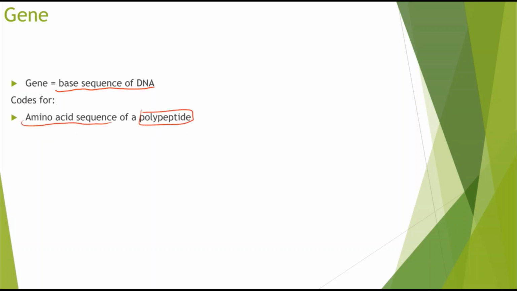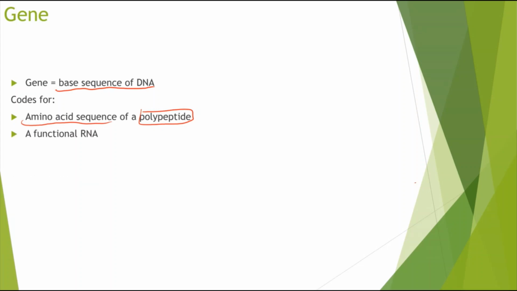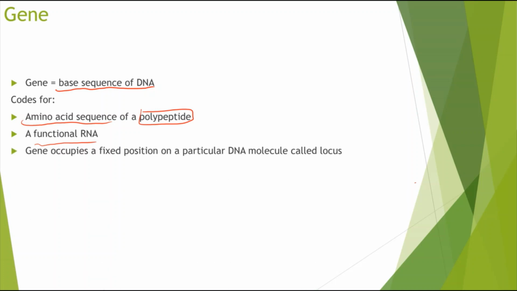When the amino acids join together, they form a polypeptide, and a gene is what codes for these amino acids, and also codes for a functional RNA, such as ribosomal or transfer RNA. So a gene can code for both the amino acid sequence as well as a functional RNA, and a gene occupies a fixed position on a particular DNA molecule, and this is called a locus.